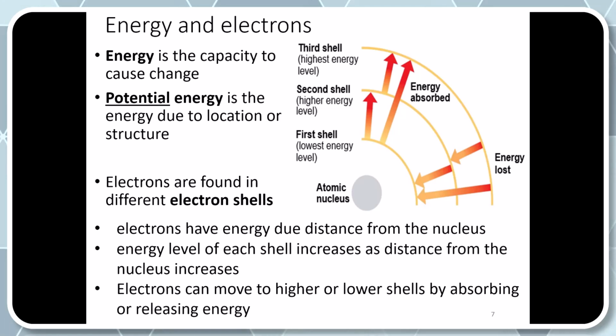So energy then is the capacity to cause change. And we'll talk a bit more about energy later in, I think it's chapter 5. And potential energy is energy due to location or structure. So this is relevant to this chapter because our electrons in our atoms are found in different electron shells, and electrons have energy in part due to the distance from the nucleus they're at, and the energy level of each shell increases as the distance from the nucleus increases. So electrons can move to higher or lower shells by either absorbing or releasing energy.